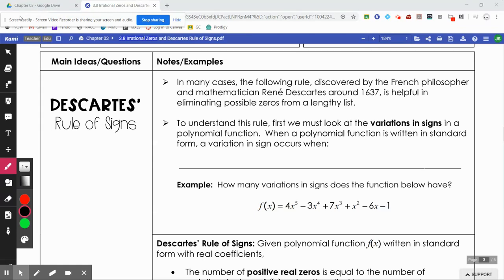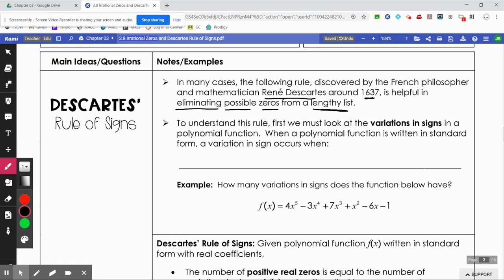In the last couple of videos, we already see what one of the major issues is when we're finding these zeros of polynomial functions, and that is your long list of possible rational roots. So here we're going to give you a way to eliminate some of those values. It says in many cases, and this is called Descartes' Rule of Signs, the following rule, discovered by the French philosopher and mathematician René Descartes around 1637, which is actually a pretty modern discovery if it's in the last 400 years, is helpful for eliminating possible zeros from a lengthy list of possible rational roots.